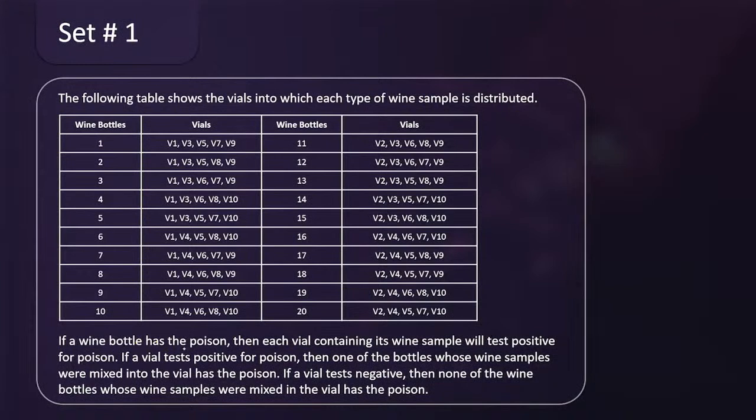So, if a wine bottle has a poison, then each vial containing its wine sample will test positive for poison. If a vial tests positive for poison, then one of the bottles whose wine samples were mixed into the vial has the poison. If, on the other hand, the vial tests negative, then none of the wine bottles whose wine samples were mixed in the vial has the poison. So let's assume that V2 is tested negative. Then there is no poison in these 10 bottles because samples from these bottles have gone into V2, as you can see. All right.